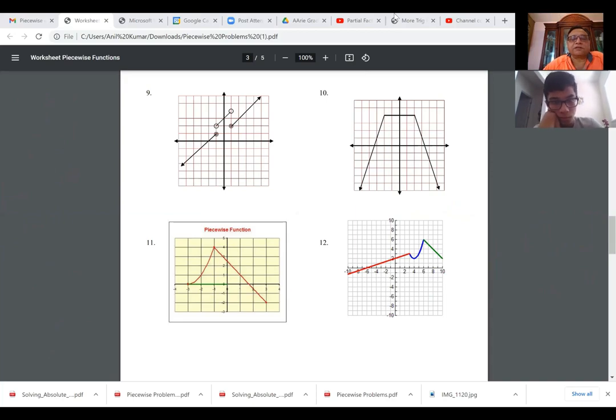Is question number 11 clear to you? Can you do question number 11? It's highlighted. Yeah. I think we can do that. Just give me 2 minutes. Yeah, tell me the equation of this. Question 11.